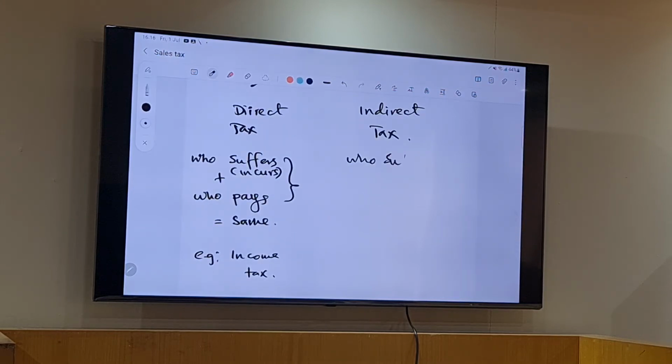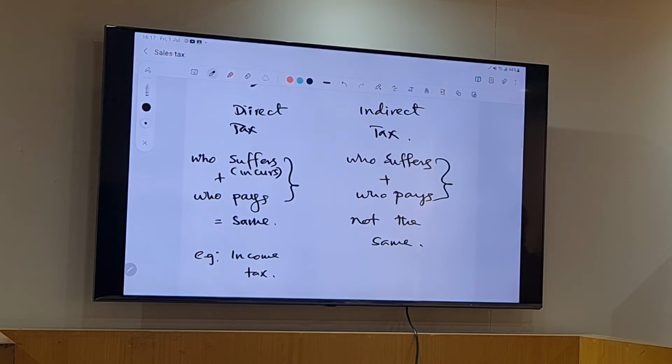Who suffers and who pays, not the same. Have you gone to Dubai? Recently? Saudi? China. You went to China? Yes. Okay. China has what? VAT.